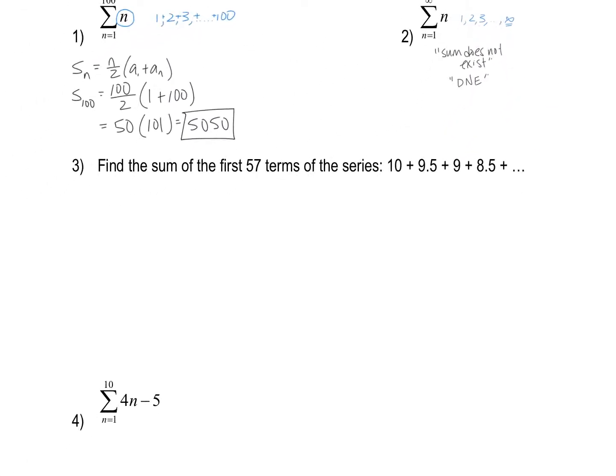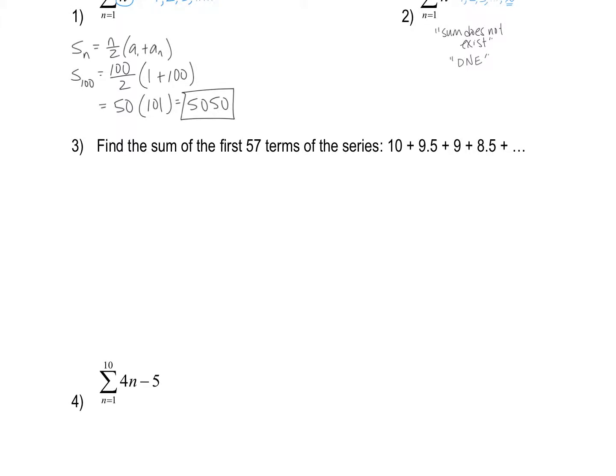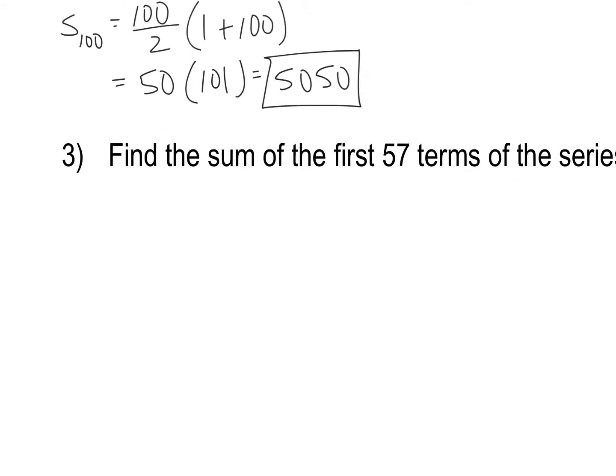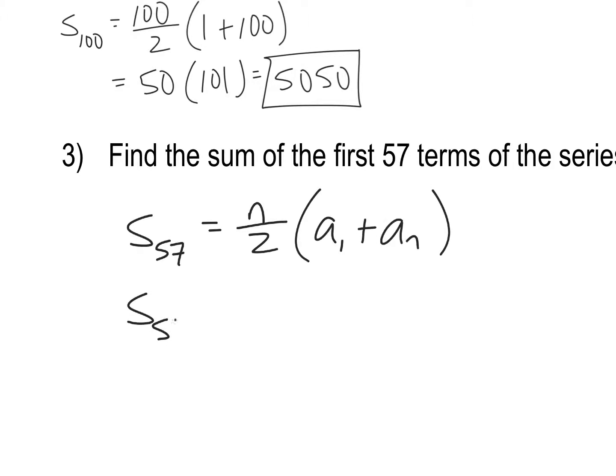Let's look at question number 3. Find the sum of the first 57 terms of this series. They didn't give me a symbol notation like this; they just wrote out the series. So I have a formula. The sum of the first 57 terms is n over 2 times a sub 1 plus a sub n. I know that n is 57.